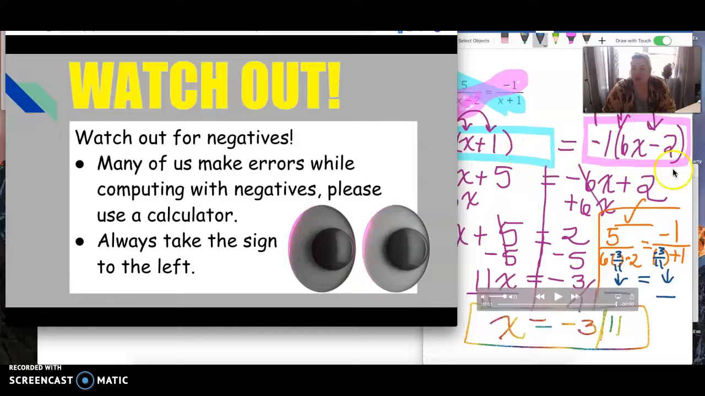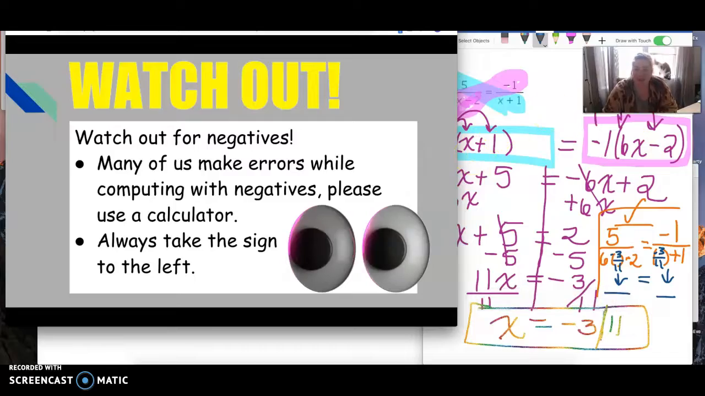So if you're looking over here underneath my face, that 2 is negative because there's a subtraction sign to the left of it. So you're always taking the sign to the left. Over here, this 1 is positive because there's no negative, and there's a positive sign to the left. So watch those negatives, plug them into your calculator, check your answer, triple check, double check.